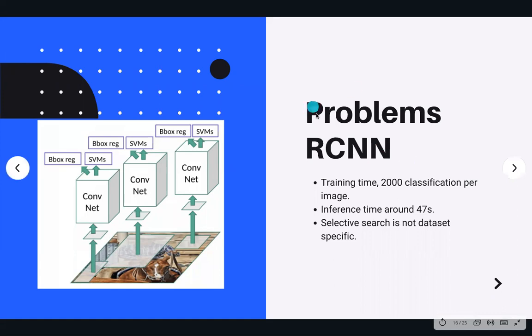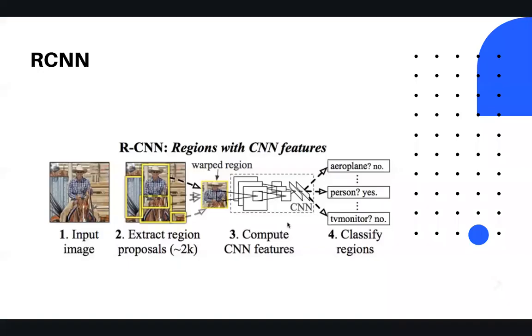Some problems with region-based convolutional neural networks are the following. Training time is humongous, basically 2000 classifications for one image. Inference time is also horrible, around 47 seconds on a good GPU. And selective search is not something that is dataset specific, right? The proposed regions are not something that you're going to be learning from the data. So this is something that's going to be algorithm specific.